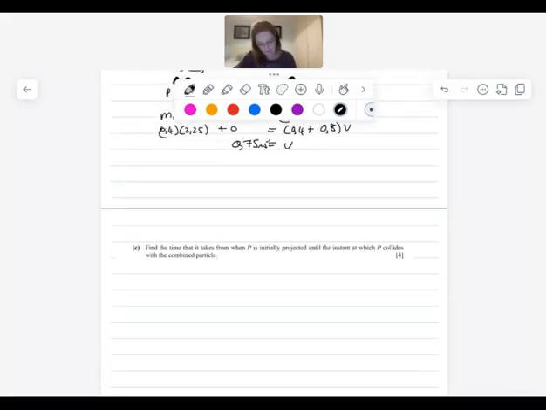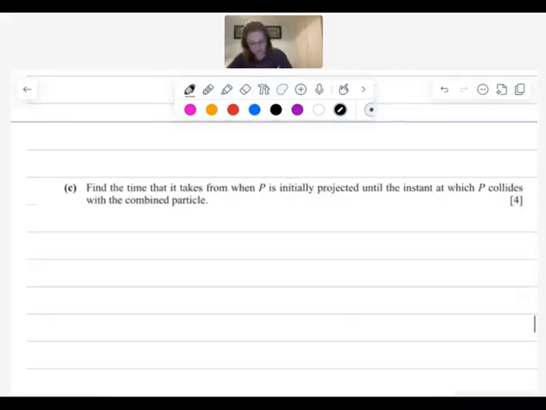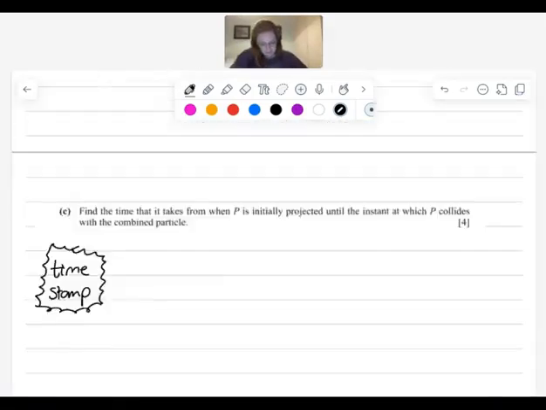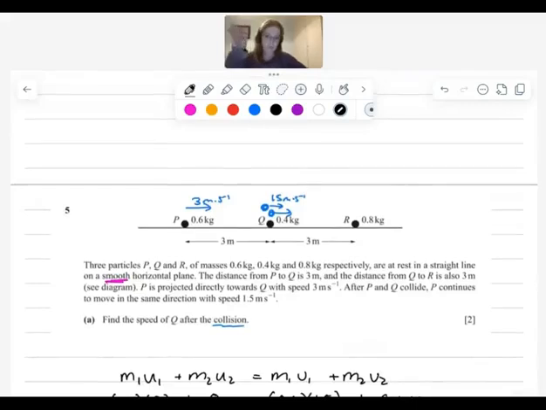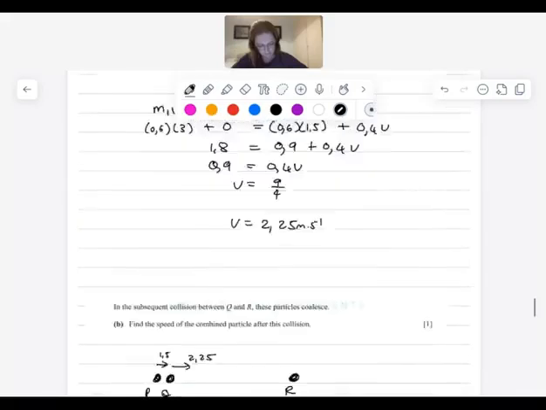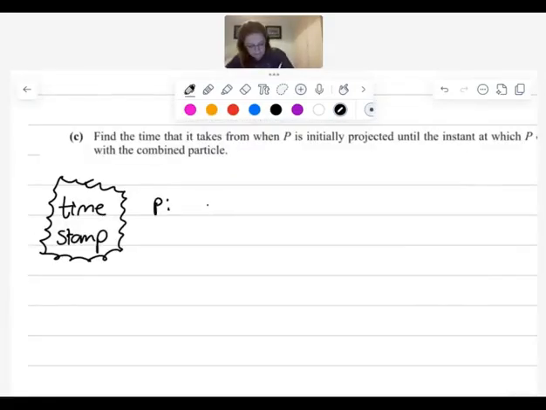Okay, find the time that it takes from when P is initially projected, so the very beginning, until the instant at which P collides with the combined particles. My trick for this is we're going to be using time stamps. Time is going to help us to keep track of everything and compare the particles to each other. So we're going from the very beginning until P collides again. Let's just look way at the beginning. P is moving at 3 meters per second towards Q, and it's 3 meters, so it's going to take a second. Okay, but let's write that down on paper. So P is moving 3 meters.